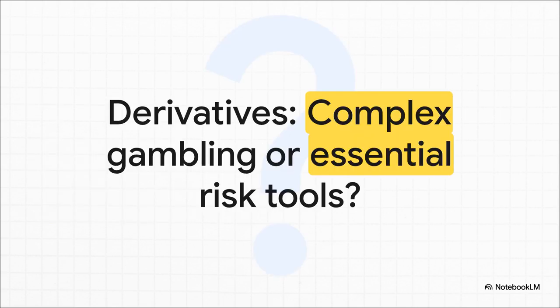So I guess that brings us to the big final question. Are derivatives just complex toys for high-stakes gambling? Or are they absolutely essential tools for managing risk in our modern economy? The truth is, as we've seen today, they're both. Their ultimate impact really depends on the skill and the intention of the person using them. It's something to think about as you continue on your journey.